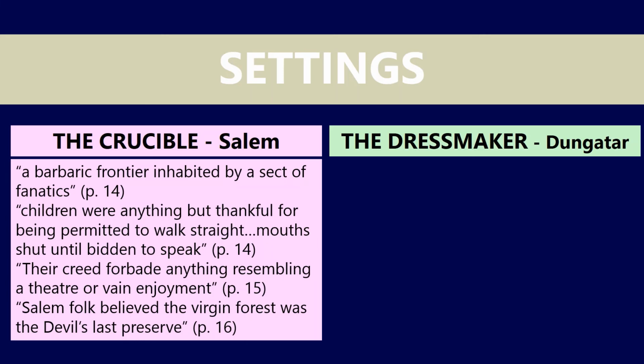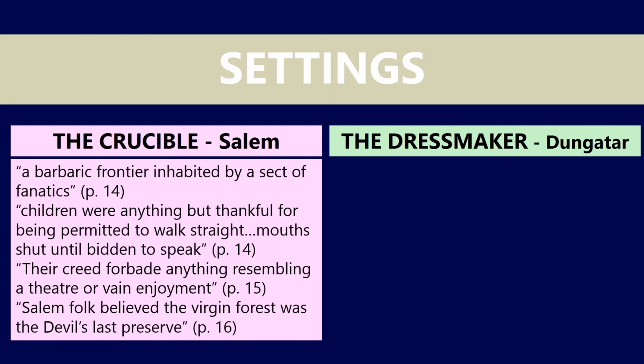The first quote talks about Salem being a barbaric frontier inhabited by a sect of fanatics. The word barbaric definitely has that negative connotation of being quite old and traditional, and the sect of fanatics, the fact that people that lived there would be considered a little bit crazy. The fact that children were anything but thankful for being permitted to walk straight with their mouths shut until bidden to speak. The fact that children literally have no power in this town is ironic because it's Abigail Williams who's the first to speak out and gain control of Salem.